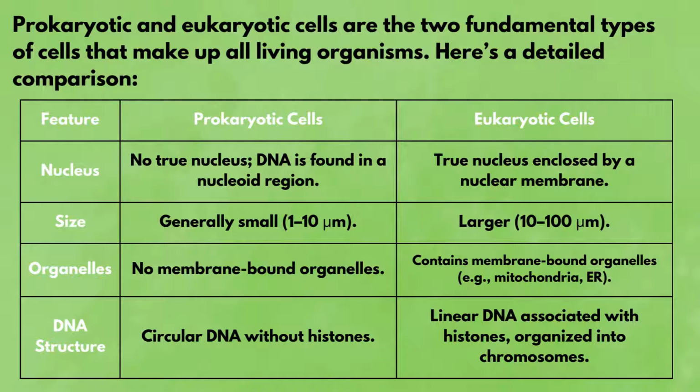Fourth one is DNA structure. In prokaryotic cells, the DNA is circular and does not associate with proteins like histones. In eukaryotic cells, the DNA is linear, associated with histones, and organized into chromosomes.